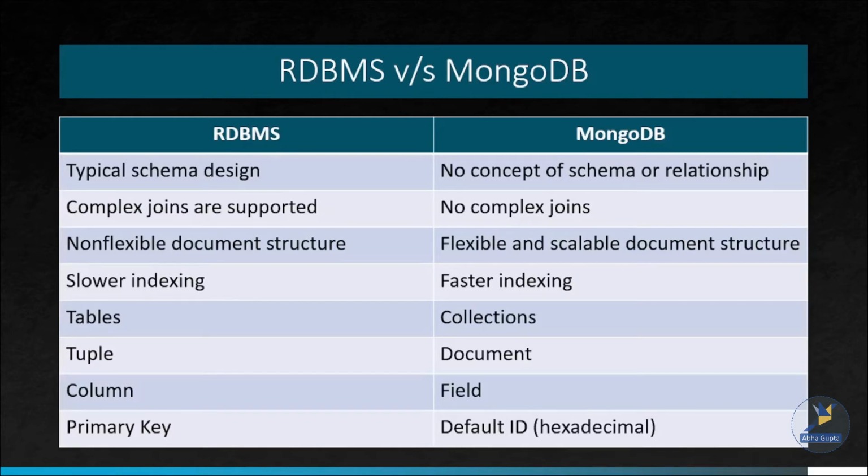The records or the tuples which we have in the RDBMS are known as documents in MongoDB. The columns of RDBMS are known as fields in MongoDB. In the relational database systems, we have a primary key to uniquely identify the records, whereas we have the default ID, which is a hexadecimal number, in MongoDB.